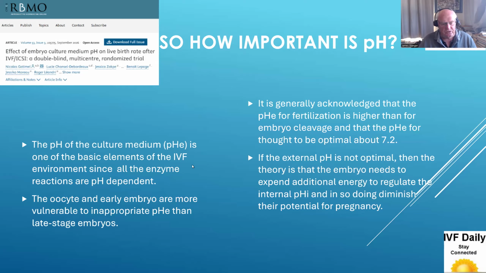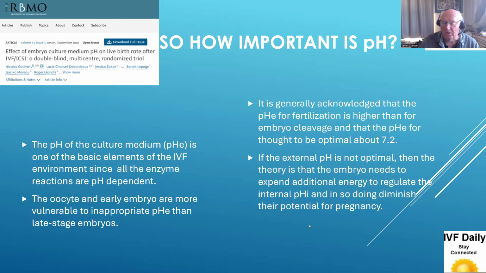So the pH of the external culture media is one of the most basic elements of the IVF system, since all enzyme reactions are pH dependent. The oocyte and the early embryo are far more vulnerable to inappropriate pH than later stages. Indeed, the really important thing from amino acids, including glutamate, was that the addition of glutamate to the oocyte-containing media was the one thing that doubled the pregnancy rate back in the early 90s from about 15% to about 30%, purely because the oocyte is so vulnerable to the pH at ICSI or IVF, and it has very few mechanisms to protect it, and therefore understanding the right pH of the embryo is really critical. I'll talk about it in my second video when I upload it in a couple of days.